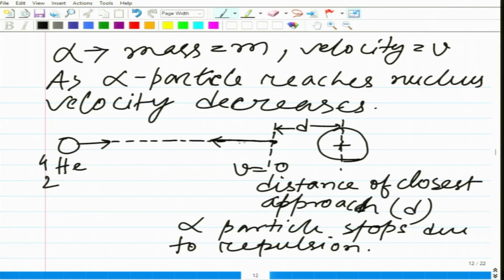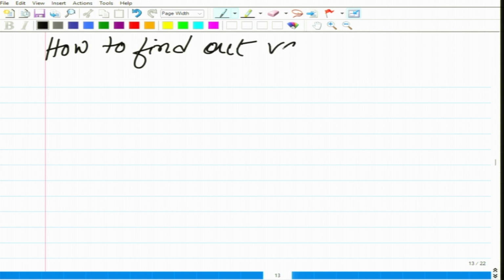So we have seen what is the distance of closest approach, that is the distance where the alpha particle will stop near the nucleus due to the repulsive force. So now we will see how to find out the distance of closest approach. How to find out the value of D.